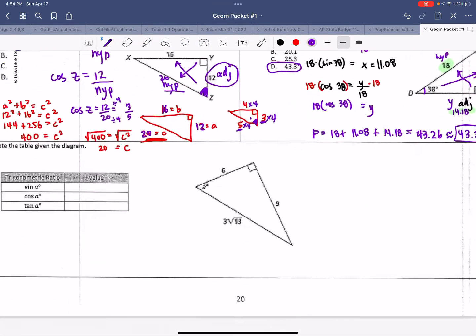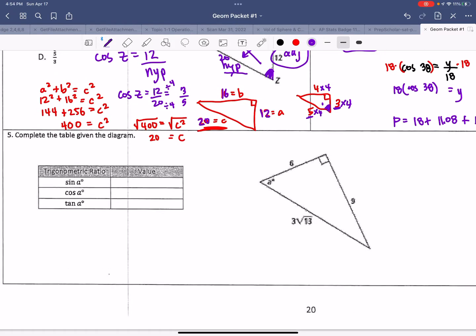Nice. All right, last one on this learning goal. Complete the table given the diagram. Okay, so the sine of A is opposite, which is 9, over the hypotenuse, which is 3 times the square root of 13. Now, the math gods get very angry with this. They will not let us leave this in the denominator. Okay, but let's keep going.